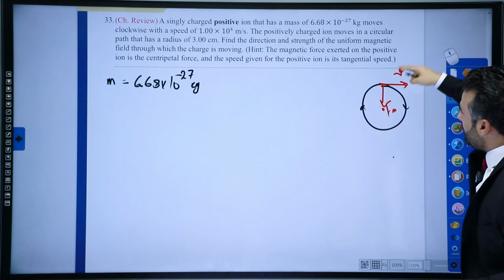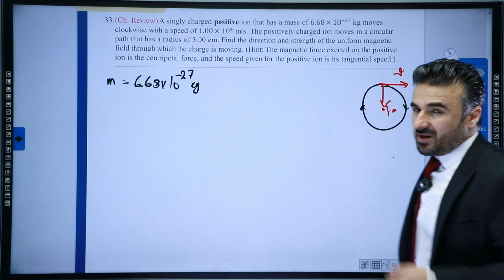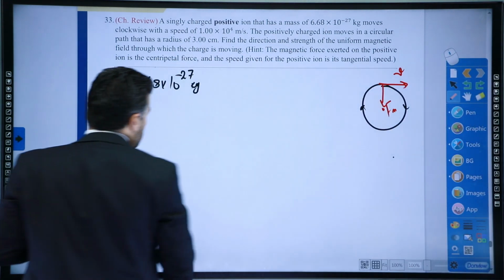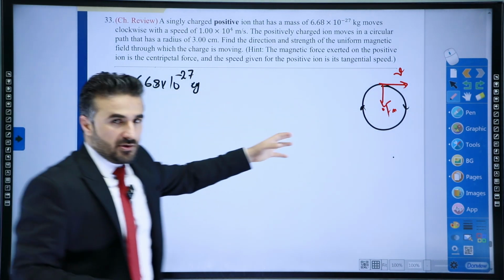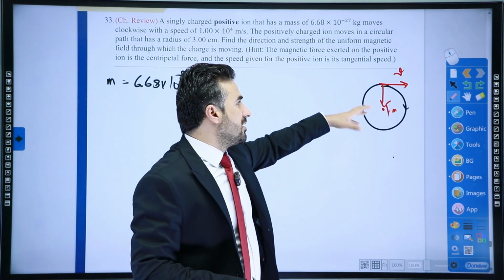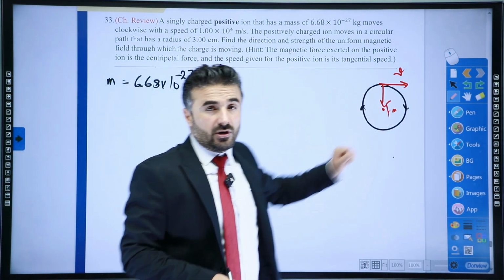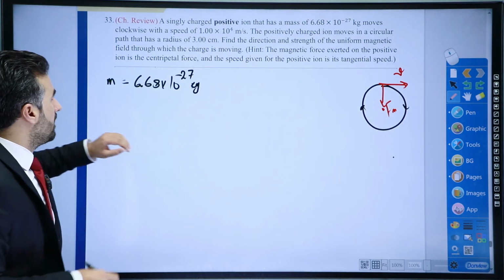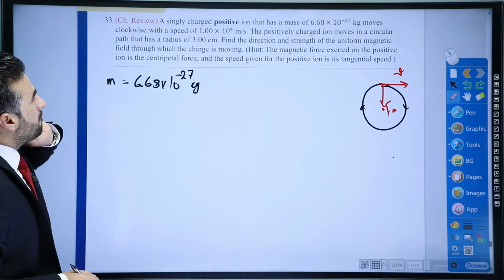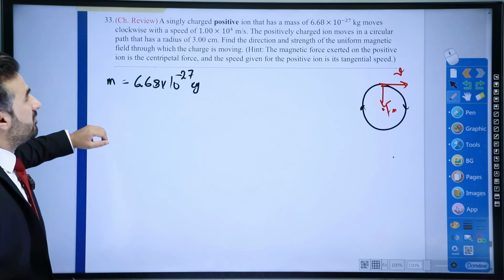If you have these two directions, can you find the direction of the magnetic field? The answer is yes. It is either into or out of the page. Whenever it says something clockwise or counterclockwise, the other component is going to be either into or out of the page. We're talking about the magnetic field on a paper, or the plane of the paper, let's say.